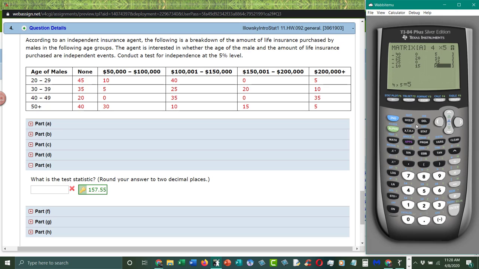And then I'm going to do second quit. All right. So those are observed values. We're going to need the expected values in matrix B. To calculate those, we would have to take the total from the row, the total from the column, multiply those, and then divide by the grand total, and do that for each cell. Well, the calculator is going to do all that for us.